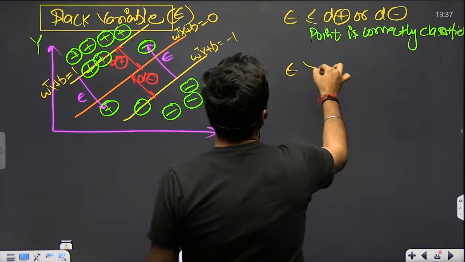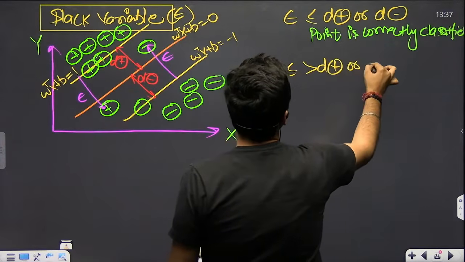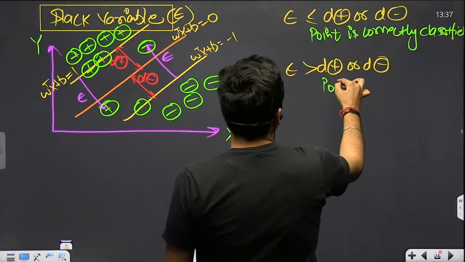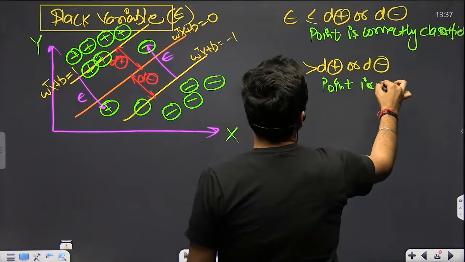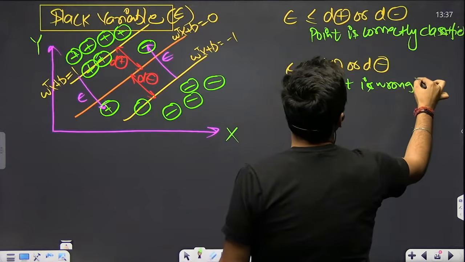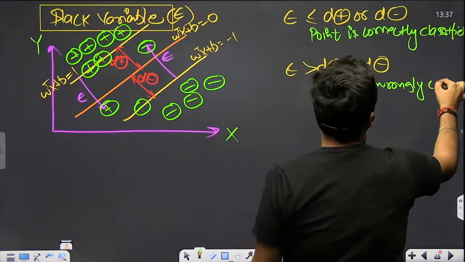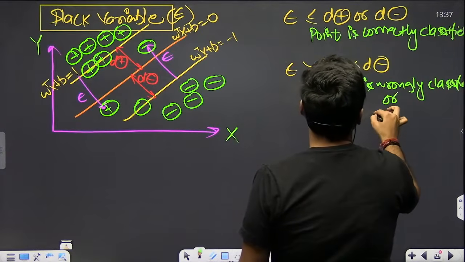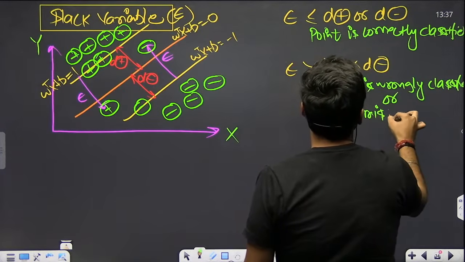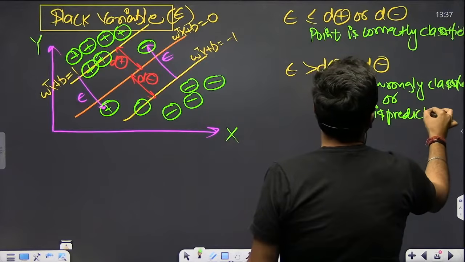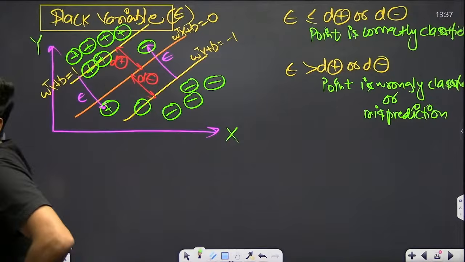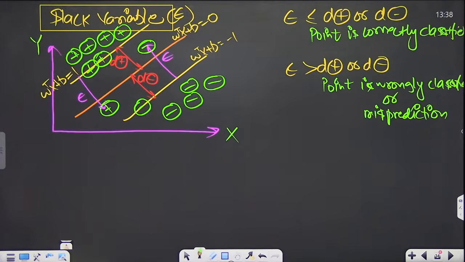And if epsilon is greater than d plus or d minus, then what does it mean? The point is wrongly classified, or we can say we have a misprediction.